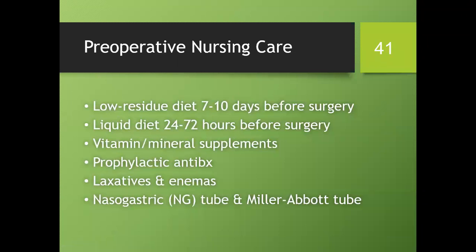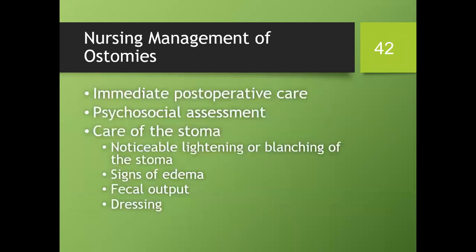Preoperative care, low residue diet for 7 to 10 days before surgery, liquid diet for 24 to 72 hours before surgery. We're going to give these people vitamins and minerals. Why? Because they're not going to be absorbing very many of them. Prophylactic antibiotics, because this is a major surgery. Laxatives and enemas to clean out the intestines so that we can have room to work and visualize. An NG tube or a Miller-Abbott tube to decompress and drain secretions.